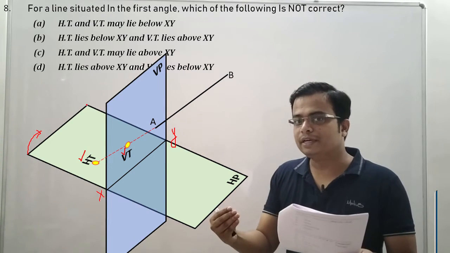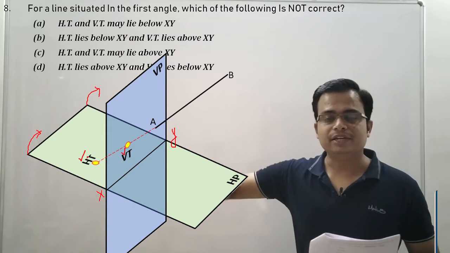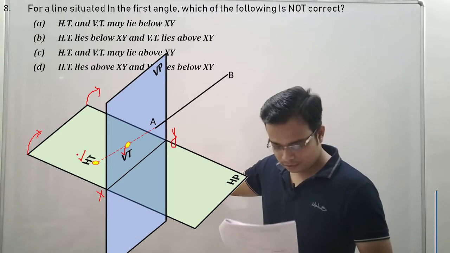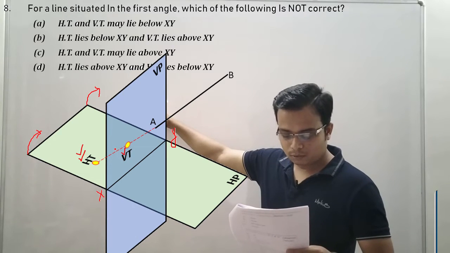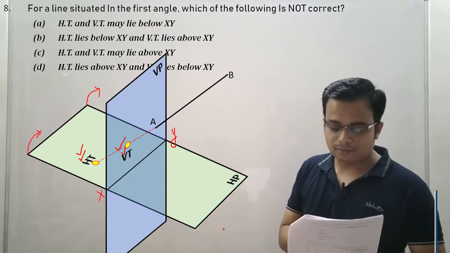What will we do to make the projection? We'll rotate the horizontal plane in the clockwise sense. And when you do that, you'll have the XY line above which you will have both HT as well as VT. So HT and VT may lie above XY.